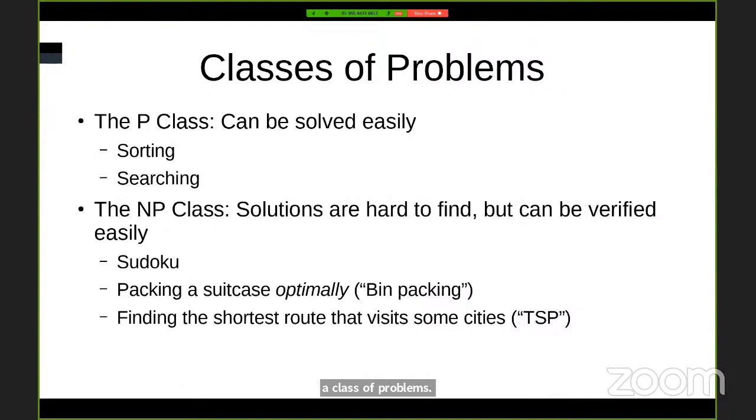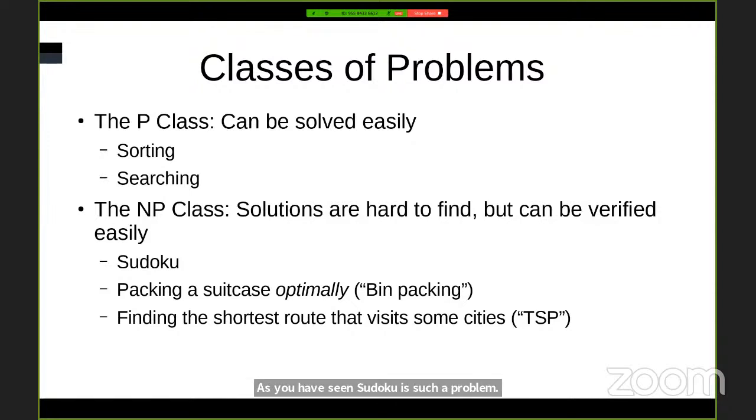So the first class of problems that computer scientists think about is what we call the P class. These are problems that can be solved easily. Problems like sorting a list or searching a list fall in this category. Now, the NP class are the class of problems whose solutions are hard to find, but which can be verified easily. As you have seen, Sudoku is such a problem.